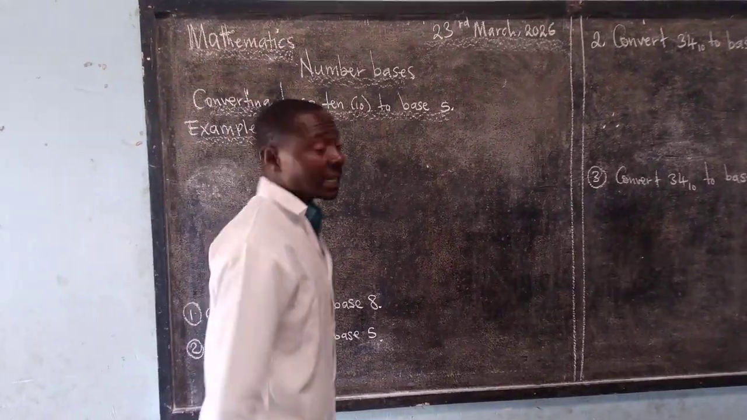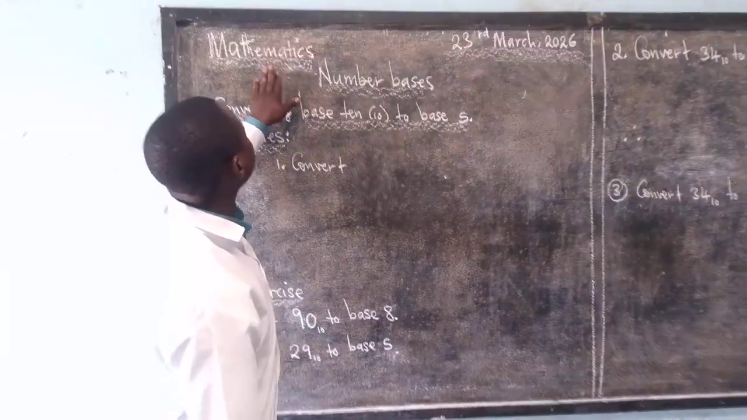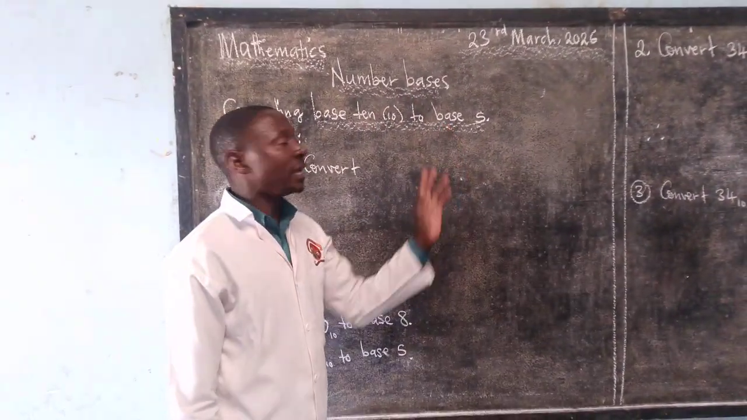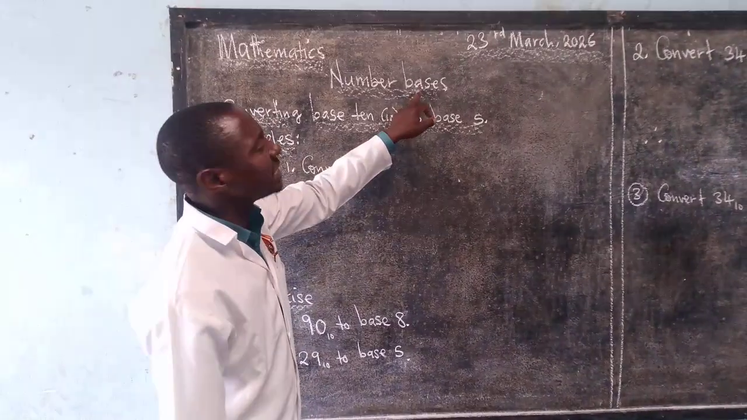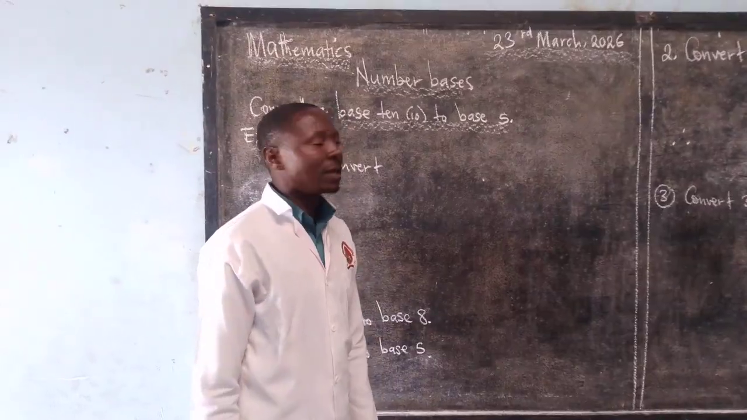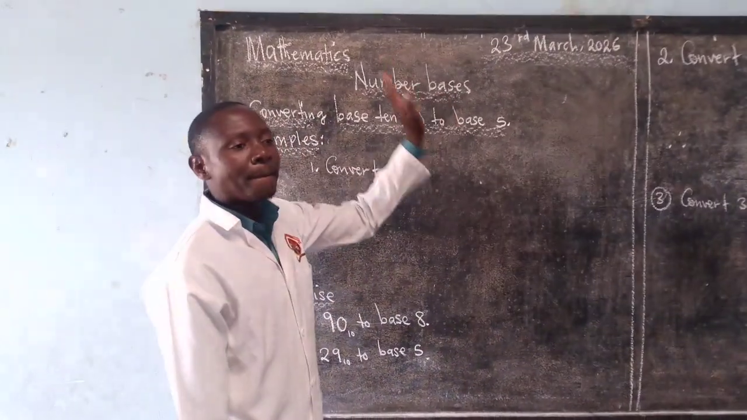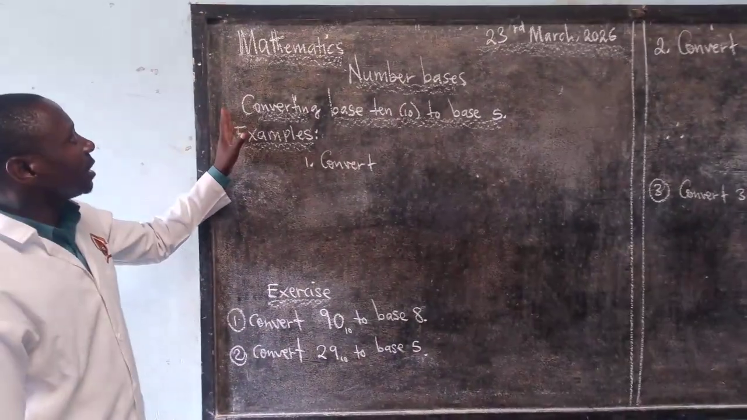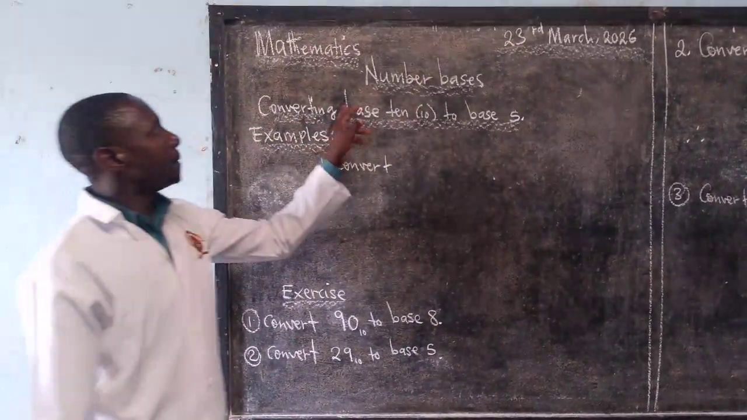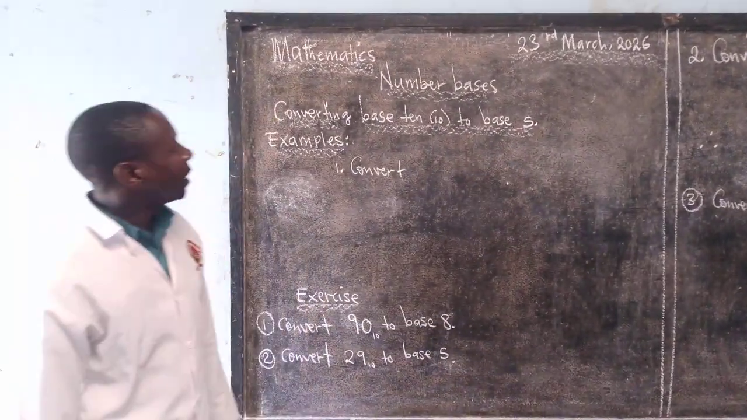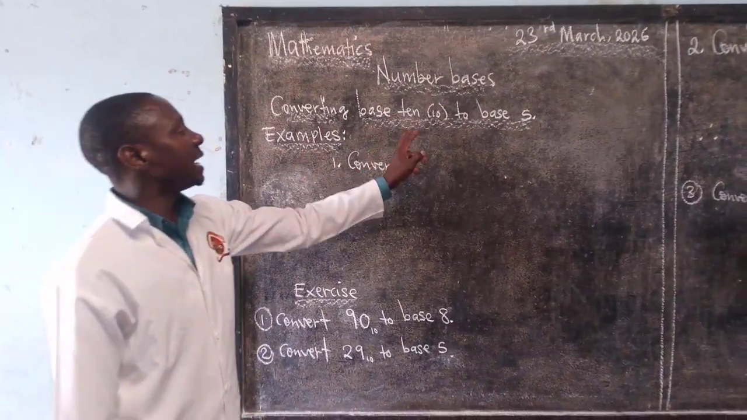Okay, today we are going to learn mathematics under the topic number bases. You can read it as bases, but here in Africa we read it as bases. In America we read it as bases. Are we together? Yes. So we are going to learn how to convert base 10 numbers to base 5 numbers. How do we convert base 10 to base 5?